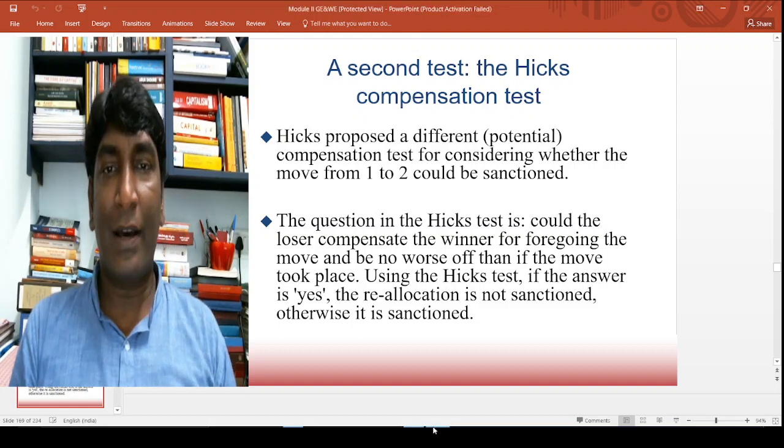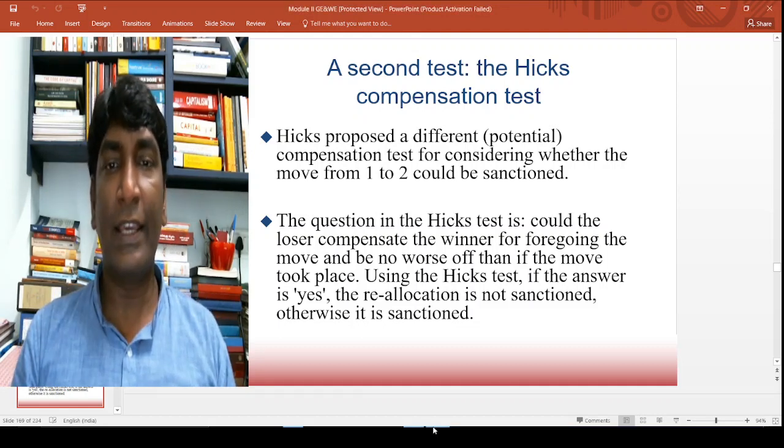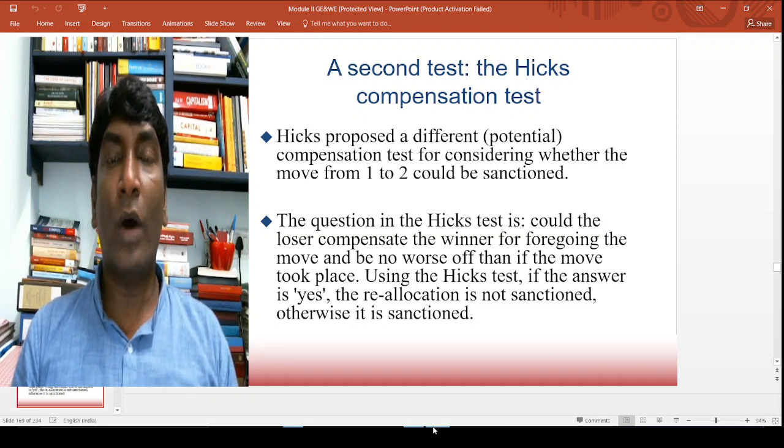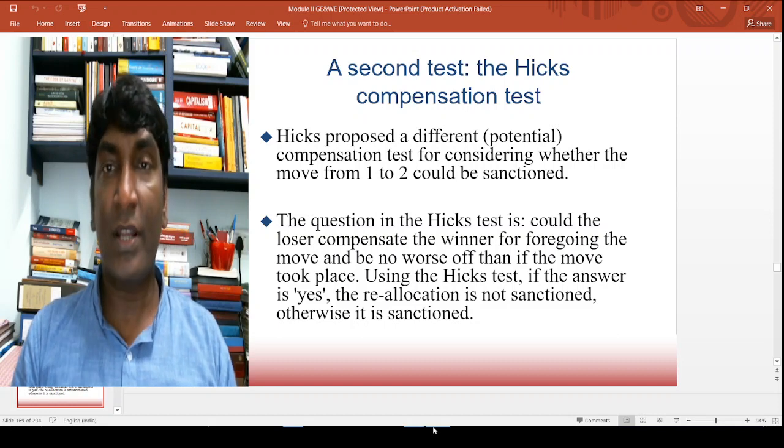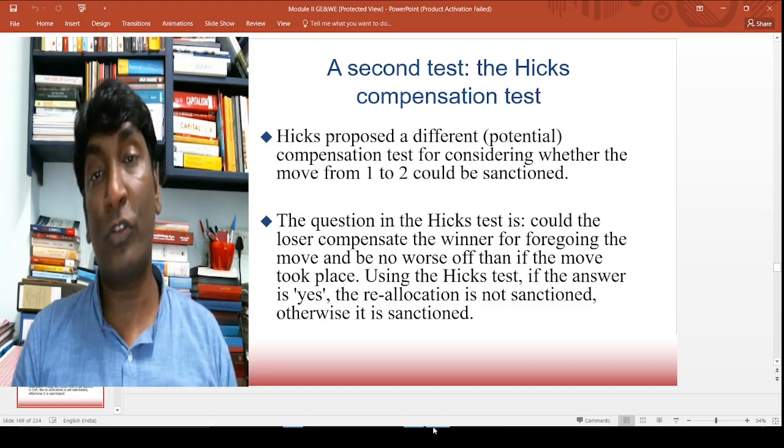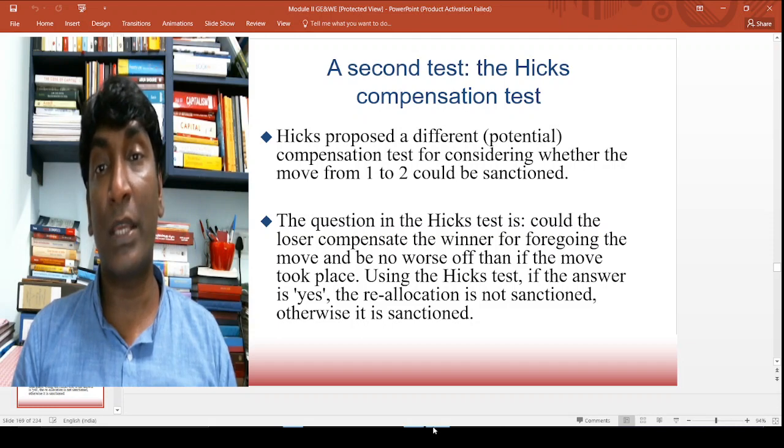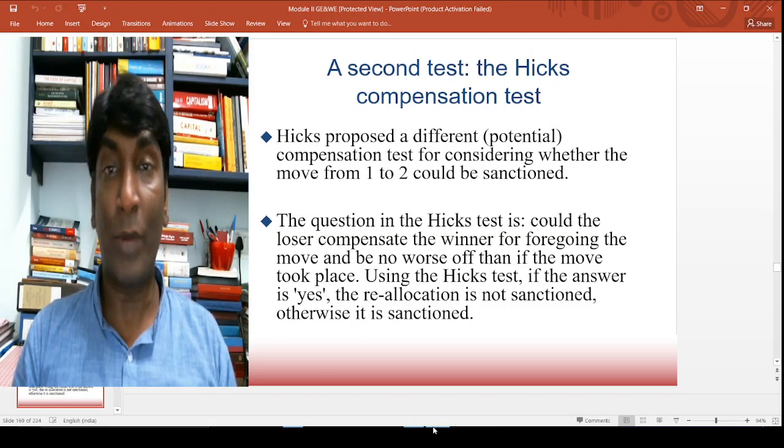Hello, welcome back. Let me go to the Hicksian compensation test in this lecture. As we had already discussed, in the Kaldorian case, you have a problem with the compensation, especially when the winners get compensated, and there is a possibility of moving from state A to B and a reversal of B to A.